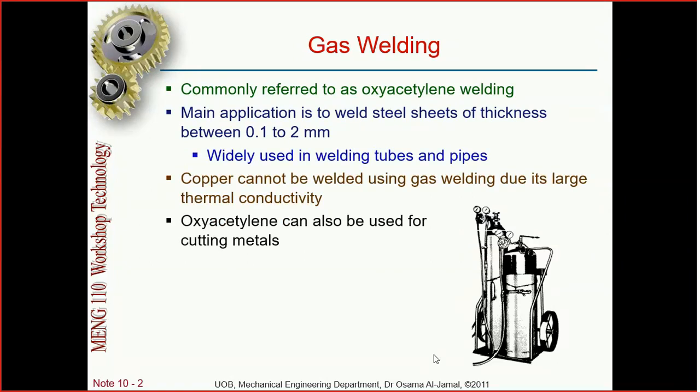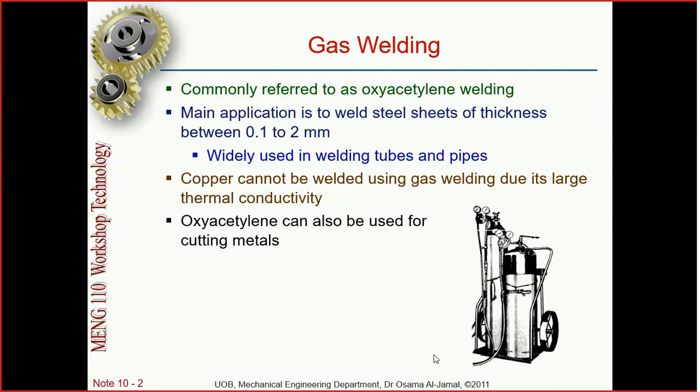Now its main application is to weld steel of thickness 0.1 to 2 mm. So if the thickness to be welded is small, we will use the gas welding method. This is widely used in welding tubes and pipes. We can also weld copper, because copper is a very good conductor of electricity. So copper can also be welded using gas welding.